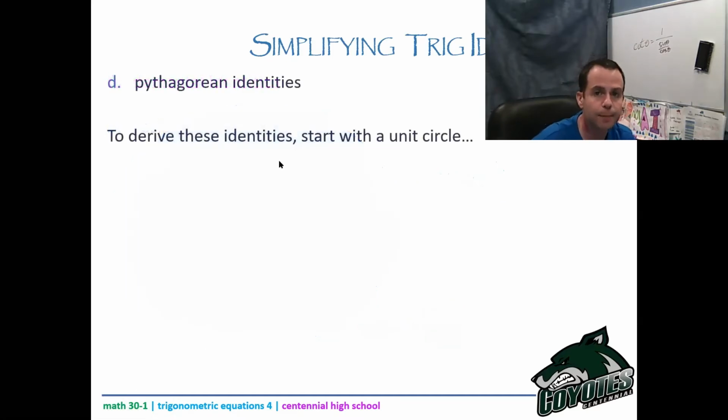Okay, so then we start with the Pythagorean identities. To start with the Pythagorean identities, we start with the equation of the unit circle. X squared plus y squared equals r squared. Now, the unit circle itself was 1 squared.